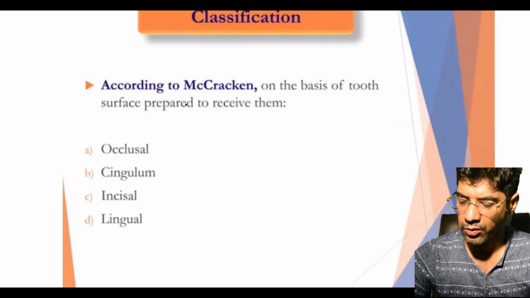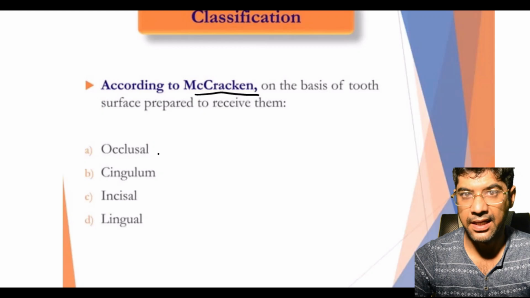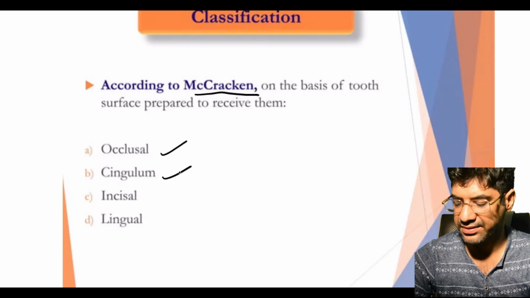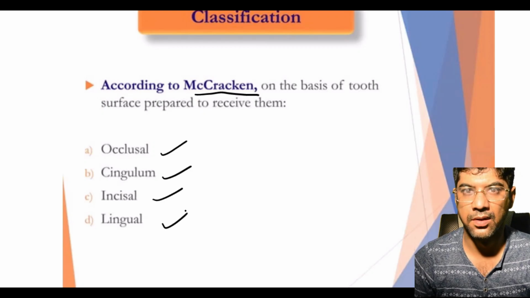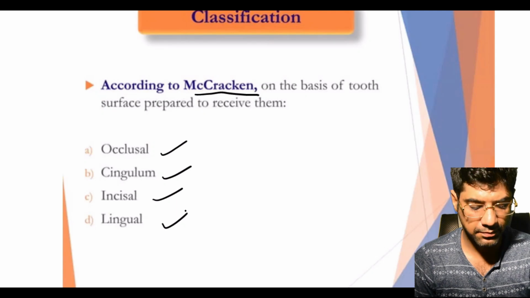Now, according to the classification of McCracken's, the rest can be an occlusal rest, cingulum rest, incisal rest, or lingual rest. The occlusal rest is placed on the occlusal surface of the tooth. It is a common choice because it directly supports the denture and helps with proper load distribution.